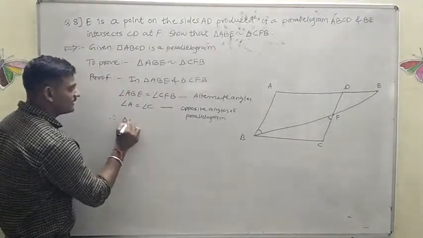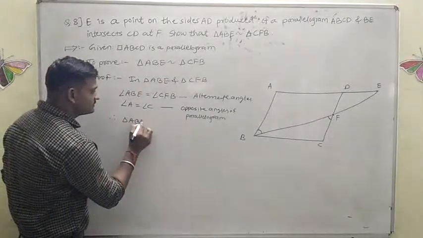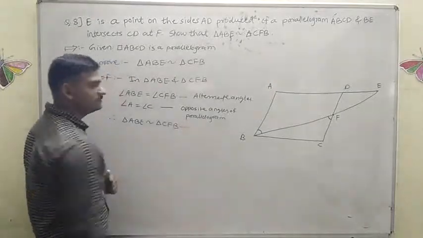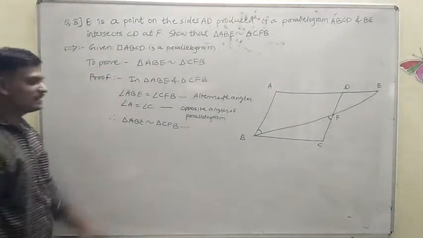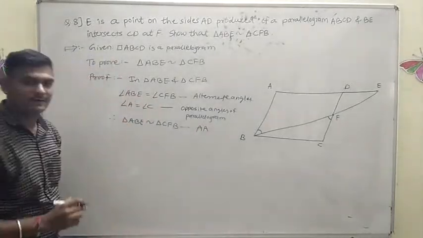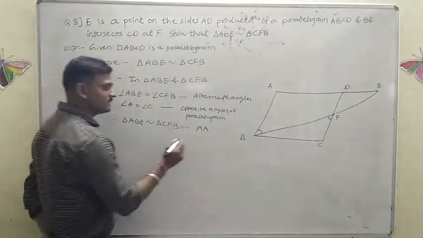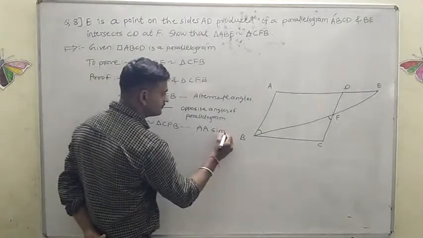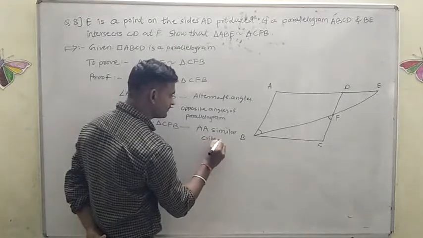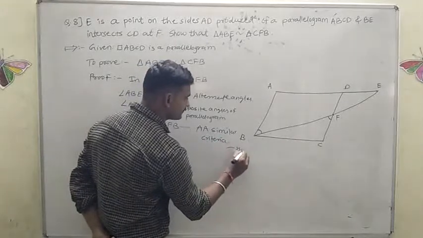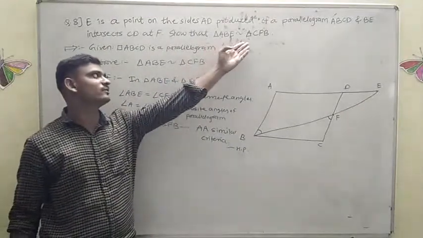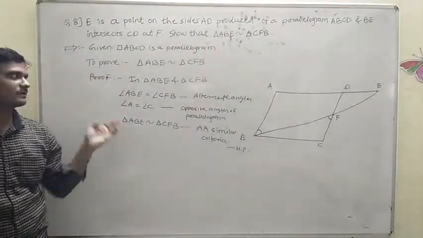Therefore, can we say that triangle ABE is similar to triangle CFB? What is the reason? By AA similarity criterion, because two corresponding angles are equal here. Therefore, these two triangles are similar by AA similarity criterion. Hence proved. This much only we want here. Triangle ABE is similar to triangle CFB. We have shown it here. Copy down this.